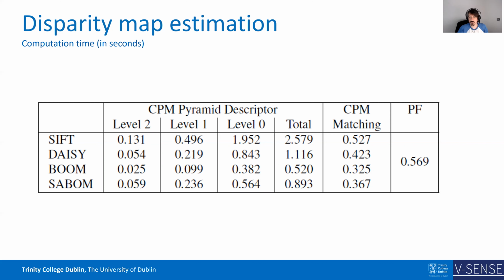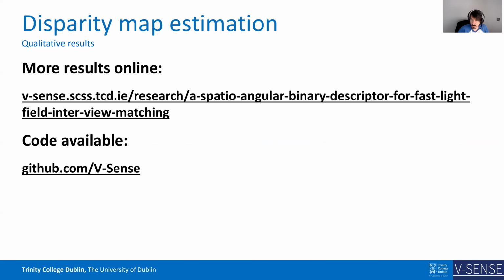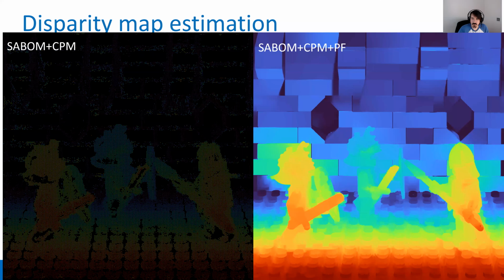So before ending this presentation, I want to show visual examples of disparity maps, and there are a lot more of these results available on our webpage as well as the code. And don't worry if you don't have time to write down the links, you can find them in the paper. So this is an example of results obtained on a light field from the Stanford dataset this time. So on the left, you can see the sparse matches obtained with CPM and the proposed SABOM descriptor. And on the right, you can see the final dense disparity map after applying the permeability filter.